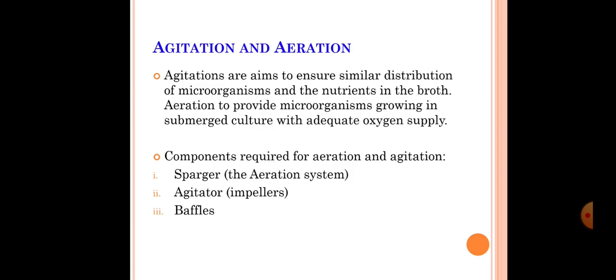So how are agitation and aeration performed? Agitation is aimed at ensuring similar distribution of microorganisms and nutrients in the broth. Aeration provides microorganisms with enough oxygen supply. The components required for aeration and agitation are spargers, the aeration system, agitators, also known as impellers, and baffles.